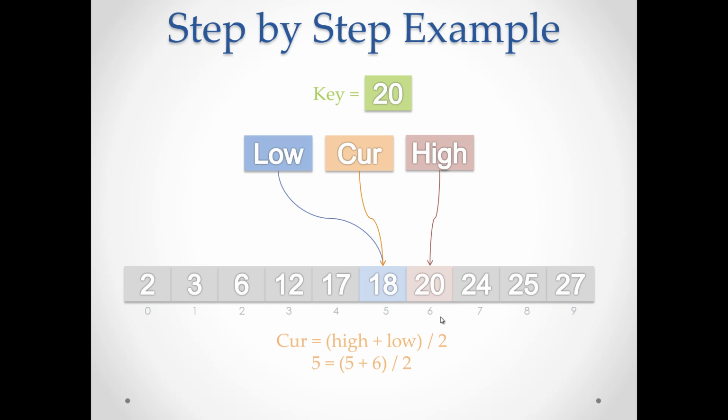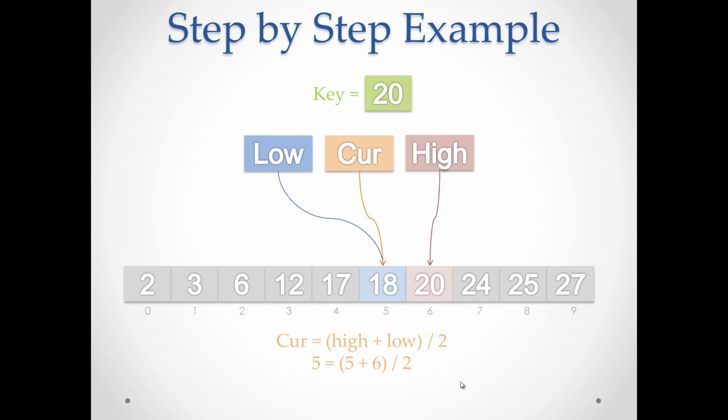So this is what it'll look like next. Our low value is the index 5, and our high value is the index 6. Again, we have to calculate our current index, so we add together 5 and 6 and divide that by 2. 5 plus 6 is 11, divided by 2 is 5 when we're doing integer division. So again, we compare the element at the current index to the key. So we compare 18 to our key.